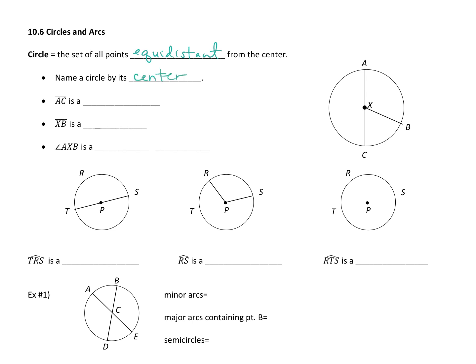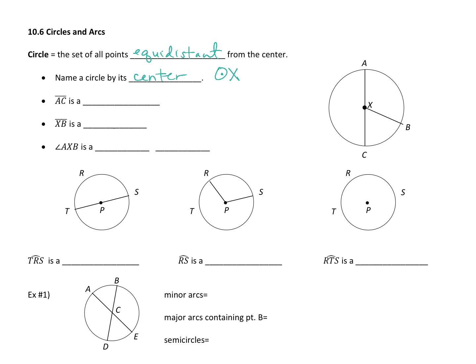So if you look at this circle right here, we would call it circle. And how you name it is you put a circle with a dot inside, okay? That's how you know it's a circle and not the letter O. So circle and then the center, circle X, okay?